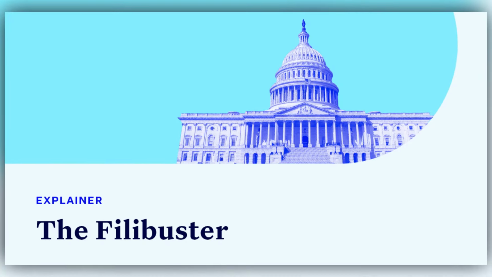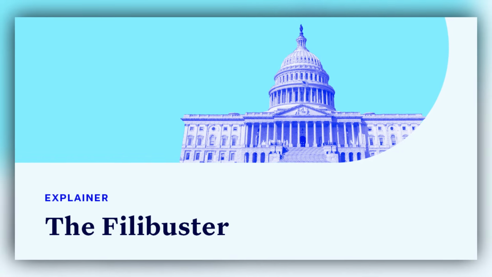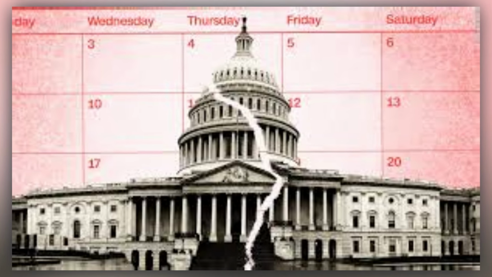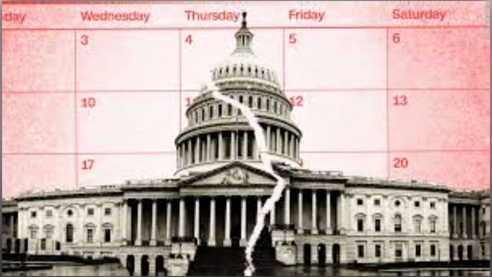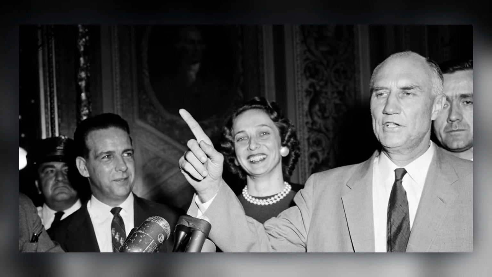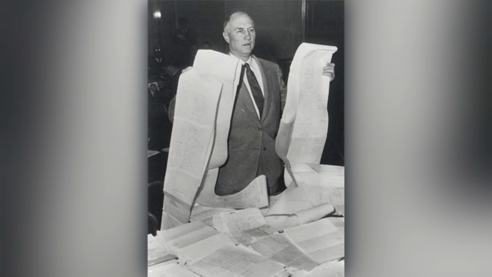But in reality, the filibuster's history has not always been so noble. It has been used to block landmark civil rights legislation and stall crucial reforms. One of the most notorious examples occurred in 1957, when South Carolina Senator Strom Thurmond spoke for over 24 hours to oppose a civil rights bill, the longest individual filibuster in US history.